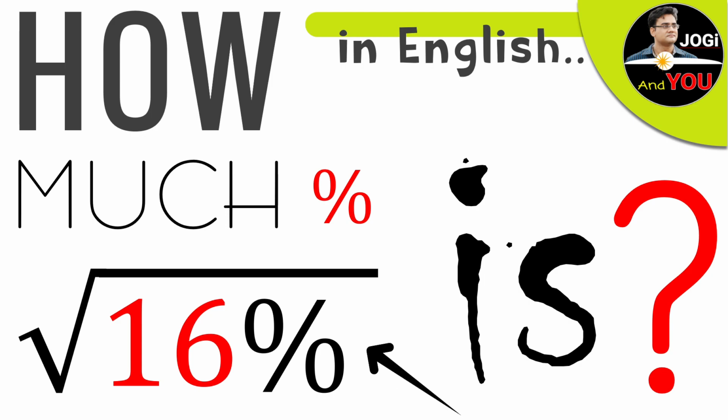Here, we have 16% below the radical symbol. If it was just the square root of 16, we would write its value as 4. But it is not just 16, but 16%. So its square root cannot be just 4. It won't be that easy.